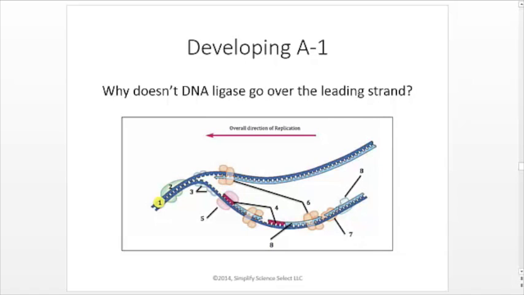So, developing question, A1. Why do we only see DNA ligase on the lagging strand? Why does it not go over the leading strand? Well, the leading strand is already one continuous piece. It doesn't have a need for DNA ligase to go over and fix it up, because DNA polymerase on the leading strand is moving in the same direction as DNA helicase. So it never has to detach, it never has to backtrack, it never has to play catch up.